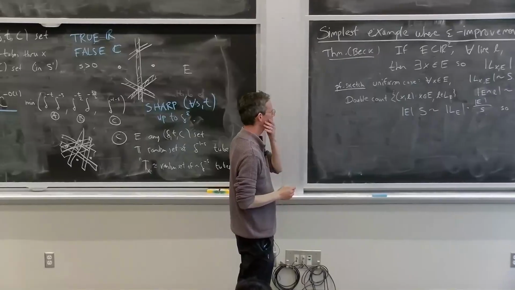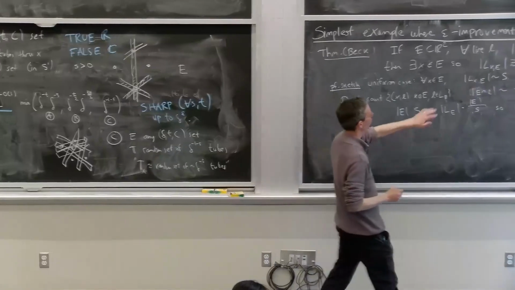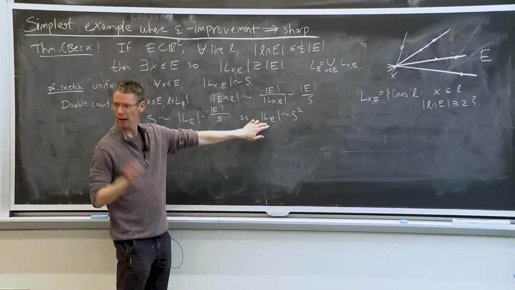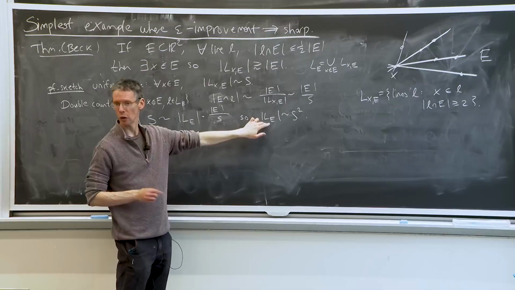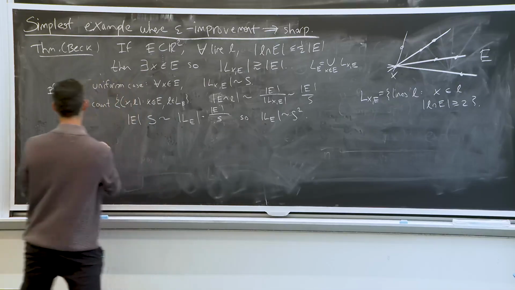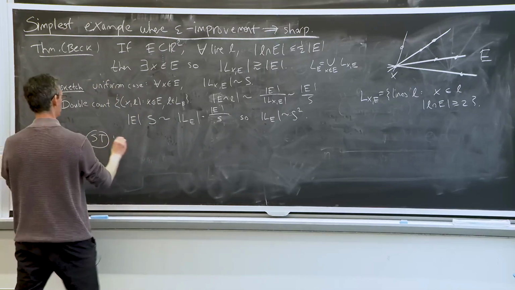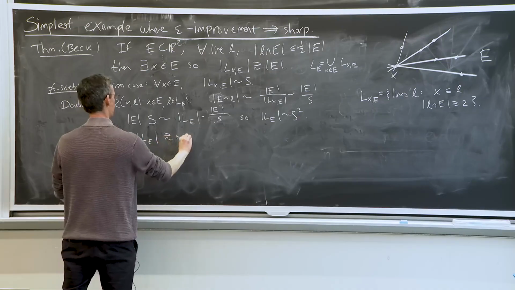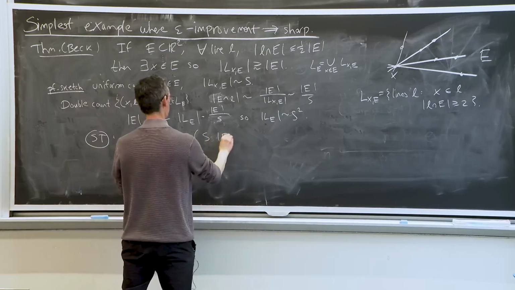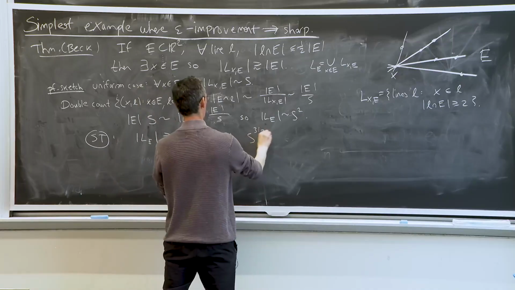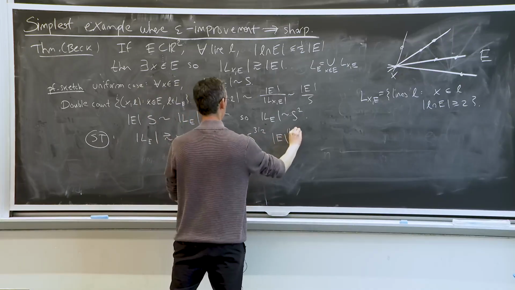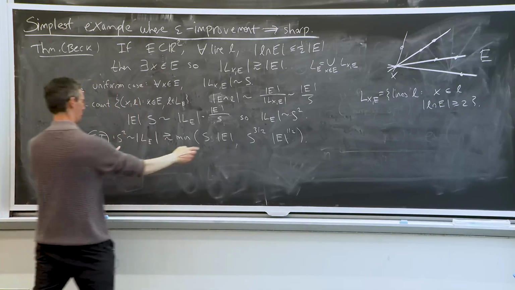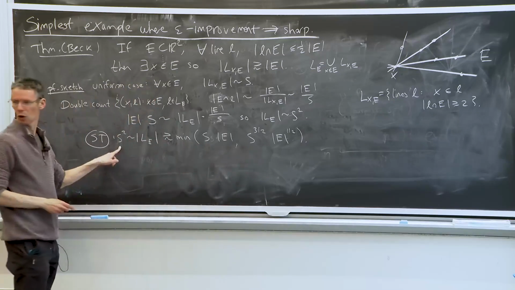OK, so our goal is to have a lower bound on S. So we want to have a lower bound on |L(E)|. And the Szemerédi-Trotter theorem exactly gives us a lower bound on |L(E)|. So we can use it. So the Szemerédi-Trotter theorem tells us that |L(E)| is at least the minimum of S times |E| and S to the 3/2 times |E| to the 1/2. OK? But this |L(E)| is S squared. So if you compare these, we can get a lower bound for S.